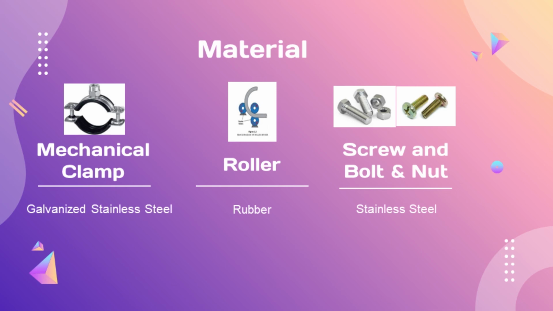Screws and bolts and nuts made from stainless steel are chemical and corrosion resistant. They have an appealing surface finish. They cannot be hardened like carbon steel.